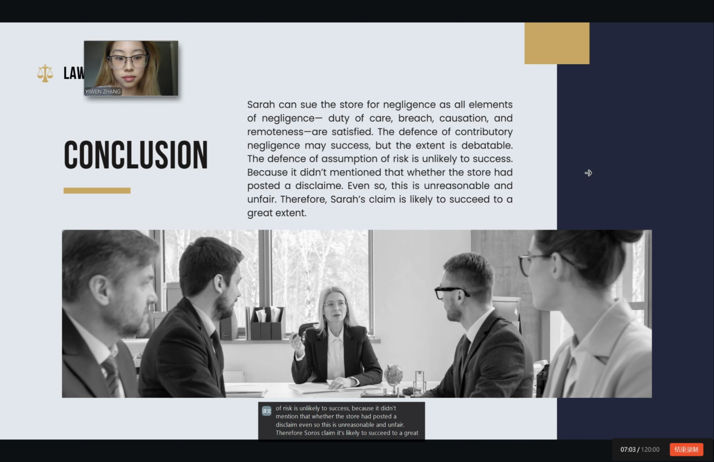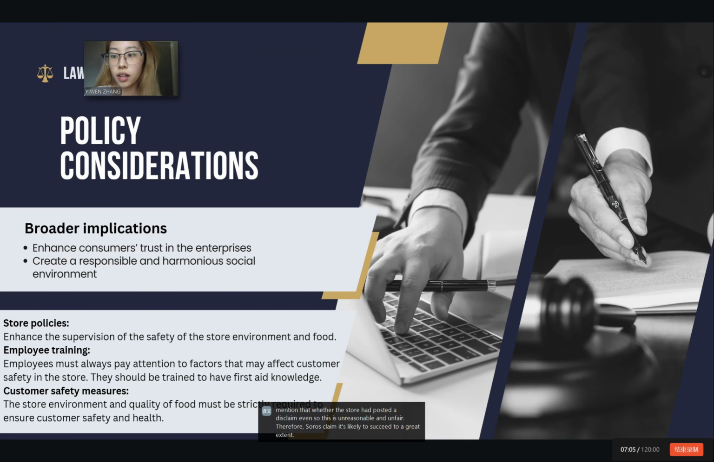Through this case, we should reflect on the broader implications for businesses regarding their responsibilities to ensure customer safety. It can enhance consumers' trust in enterprises so that it can create a reasonable and harmonious social environment. These liability concerns also influence store policies, employee training, and customer safety measures.